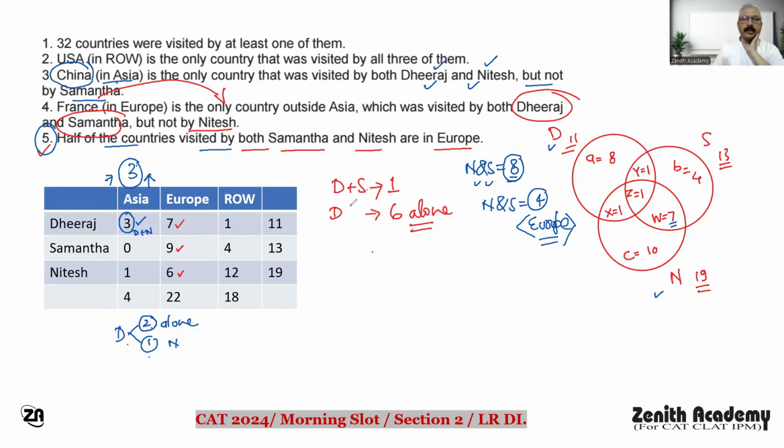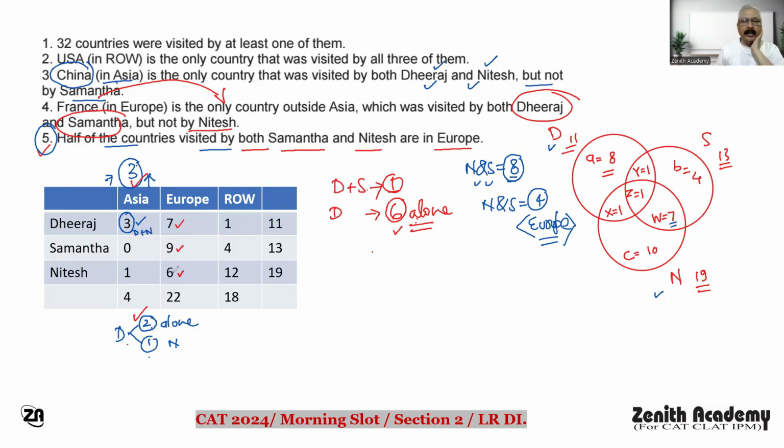Okay. So this way, the visit of Dheeraj is 1 plus 6, 7 in Europe, and 6 alone. This Venn diagram suggests Dheeraj visited 8 countries alone. So 2 countries in Asia and 6 countries in Europe. It means it is clear. 2 plus 6 is equal to 8. It is satisfying.